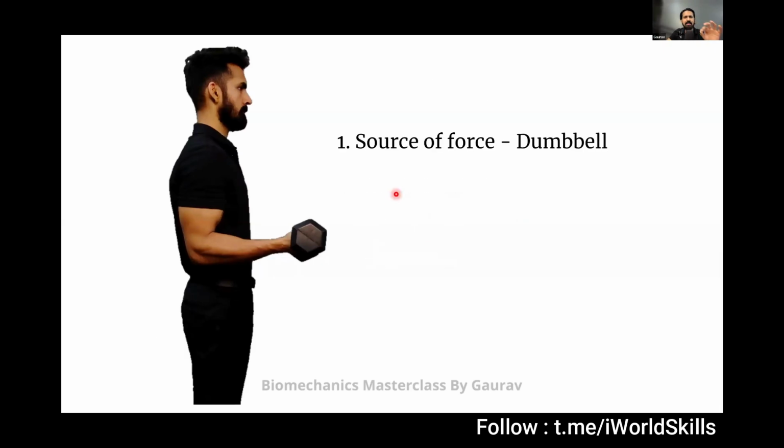Correct? So what is the source of external force in this scenario when you look at this image? The source of external force is the dumbbell, because I'm holding a dumbbell in my hand. Pretty obvious. What is the point of application of this external force? Since I'm holding the dumbbell in my hand, the dumbbell is going to apply force on my hand. Correct? So my hand becomes the point of application. See, my entire body is not the point of application, or I am not the point of application. You need to be very specific with the point of application, right? So my hand is the point of application.